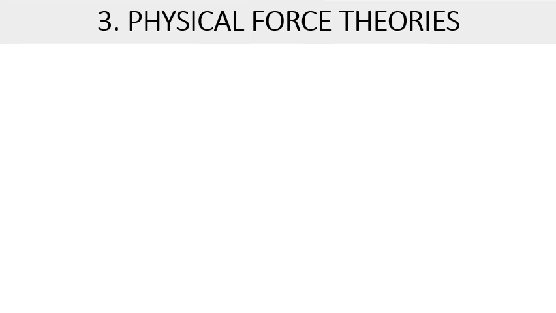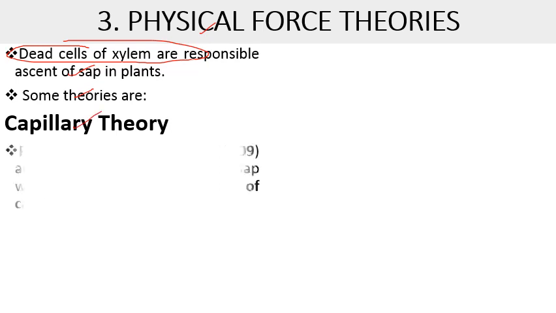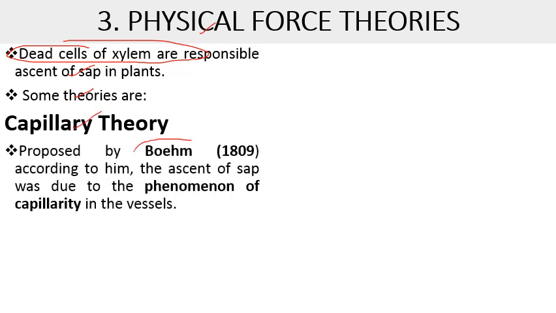Next comes physical force theories. According to these theories, this water movement takes place through the dead cells of xylem. So according to this theory, dead cells of xylem are responsible for ascent of sap in plants. And some theories are given, like we have capillary theory. This theory was given by Bohem in 1809. According to him, the ascent of sap was due to the phenomenon of capillarity in the vessel.